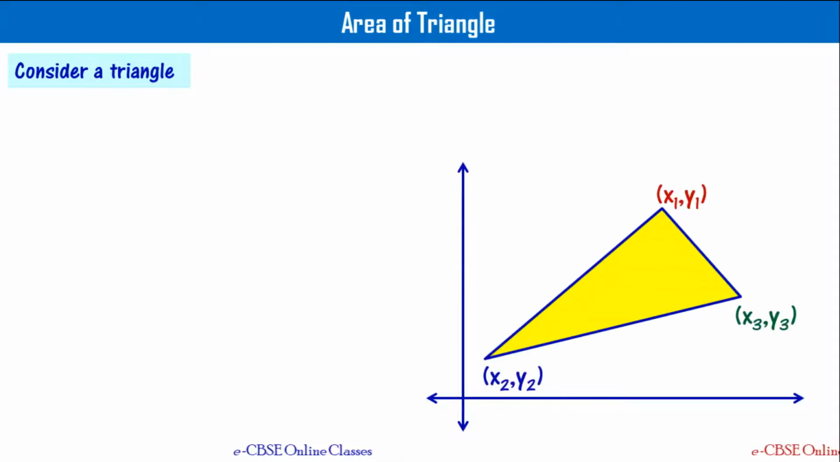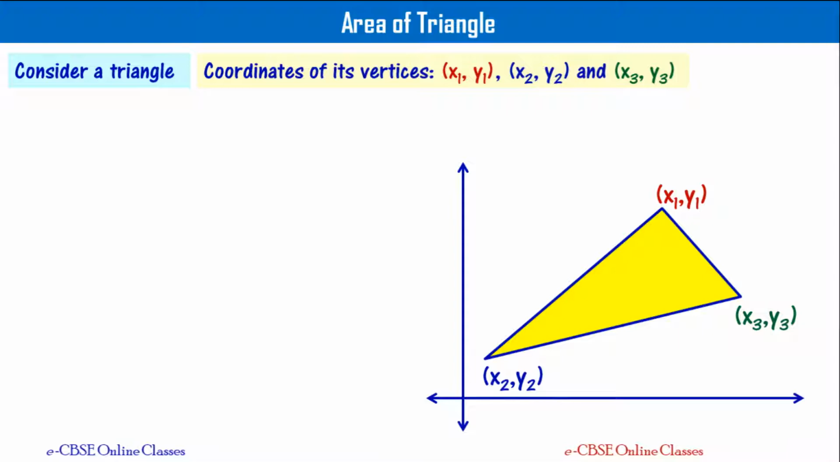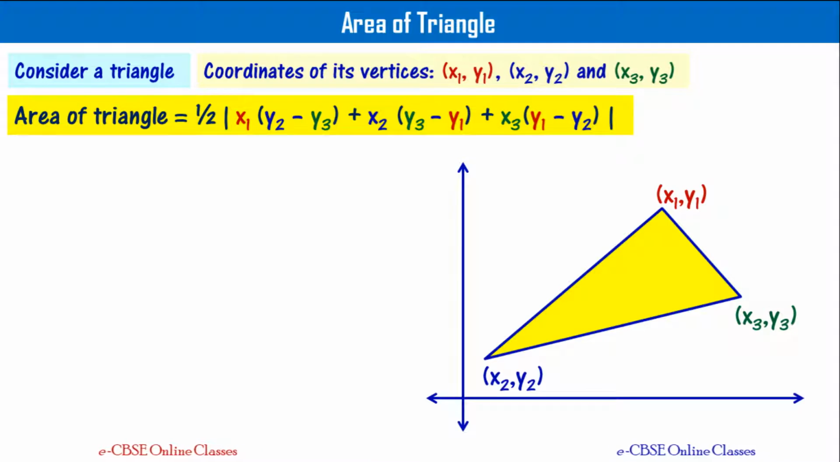Let us consider a triangle as shown in the figure. Coordinates of its vertices are x1, y1, x2, y2 and x3, y3, right? When you are given coordinates of the vertices, we said that one can find area of triangle using this formula. Area of triangle equals half times modulus of x1 times (y2 minus y3) plus x2 times (y3 minus y1) plus x3 times (y1 minus y2). Please take a note of this formula. We will be using this formula to solve some problems in this video.